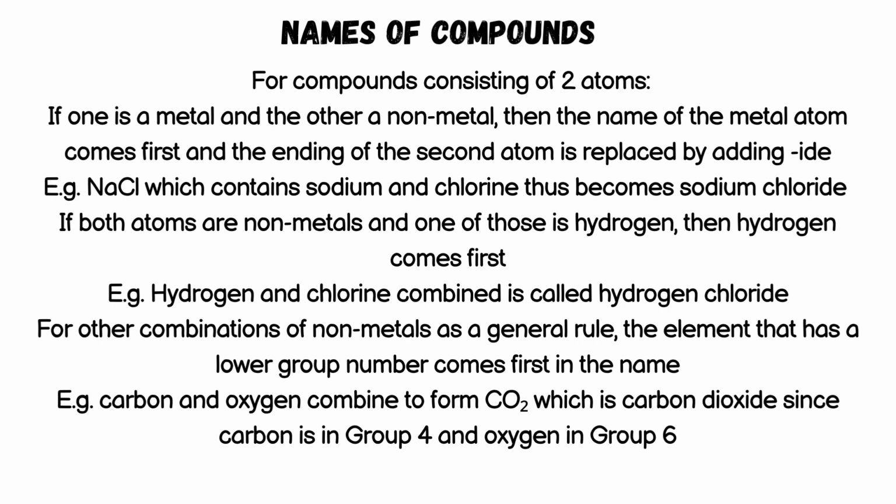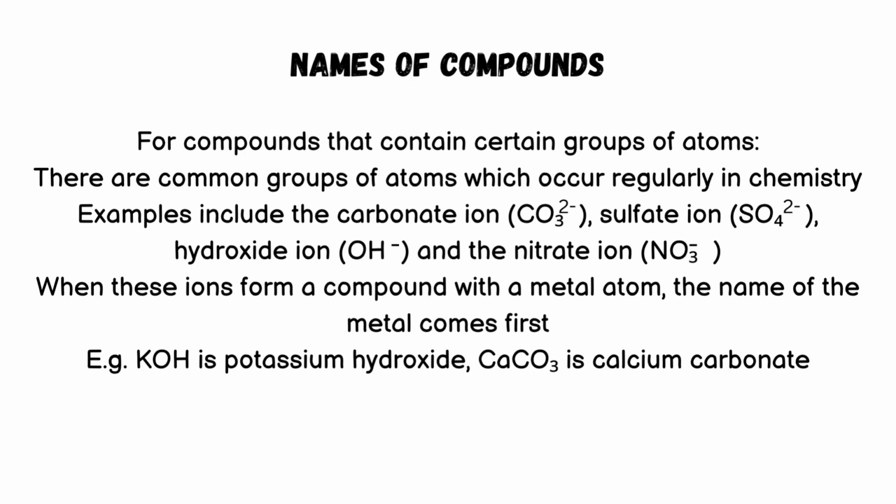For other combinations of non-metals, as a general rule, the element that has a lower group number comes first in the name. Example, carbon and oxygen combine to form carbon dioxide since carbon is in group 4 and oxygen is in group 6. For compounds that contain certain groups of atoms, there are common groups of atoms which occur regularly in chemistry. Examples include the carbonate ion CO3 2-, sulfate ion SO4 2-, hydroxide ion OH-, and the nitrate ion NO3-. When these ions form a compound with a metal atom, the name of the metal comes first.